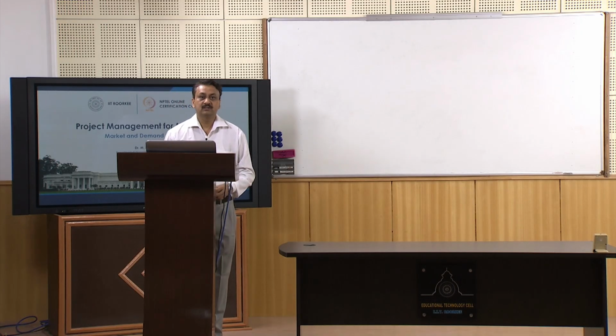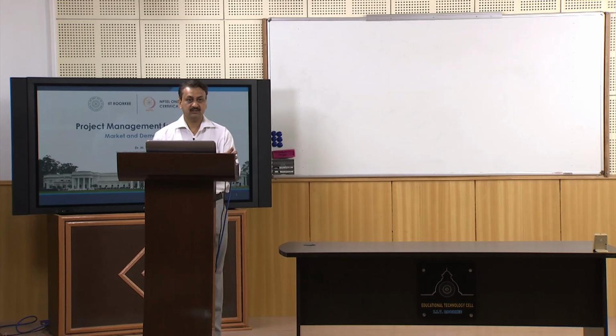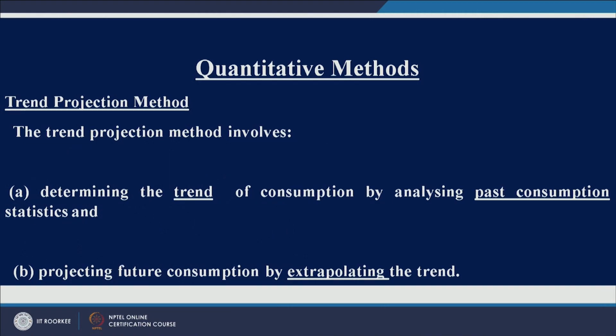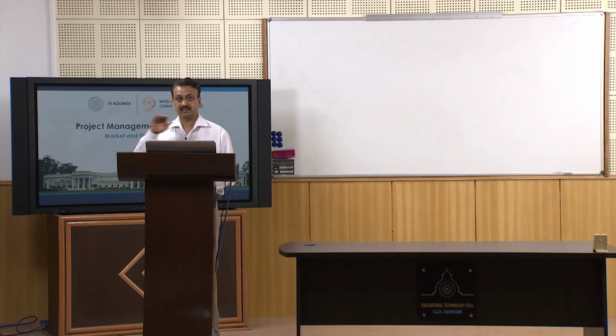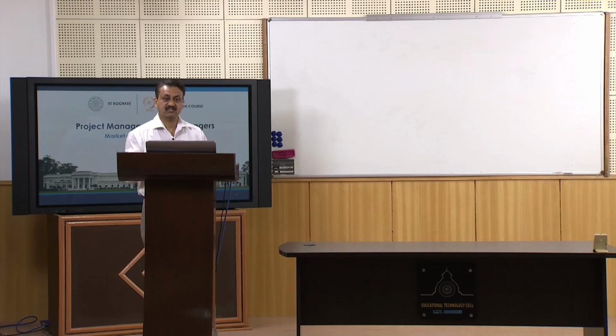Let us look at a couple of quantitative methods. So far we talked about qualitative methods. In quantitative methods there are several methods; we will see a couple of them. The first one is the trend projection method. We have the past data and we try to find the trend. The trend may be an increasing trend, a decreasing trend or a constant trend. Once we know the trend we can extrapolate it. That is the crux of this method: find the trend and extrapolate it.